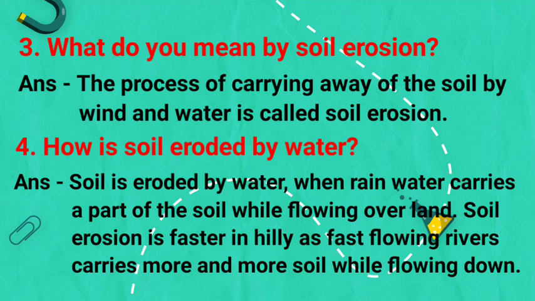3. What do you mean by soil erosion? Answer. The process of carrying away of the soil by wind and water is called soil erosion. 4. How is soil eroded by water? Answer. Soil is eroded by water when rainwater carries a part of the soil while flowing over land. Soil erosion is faster in hilly areas as fast flowing rivers carry more and more soil while flowing down.